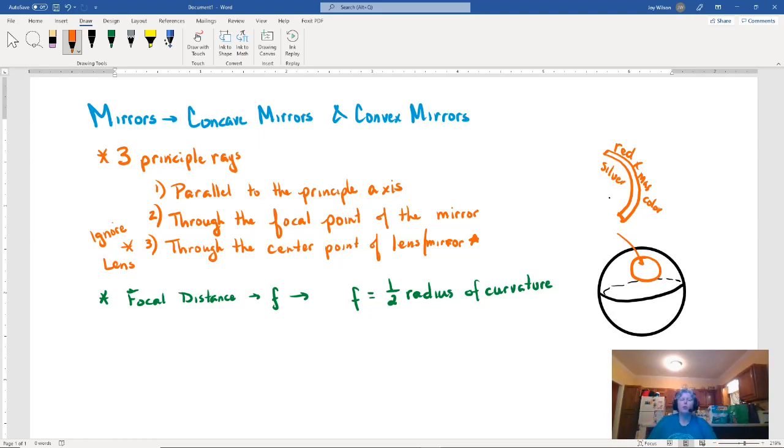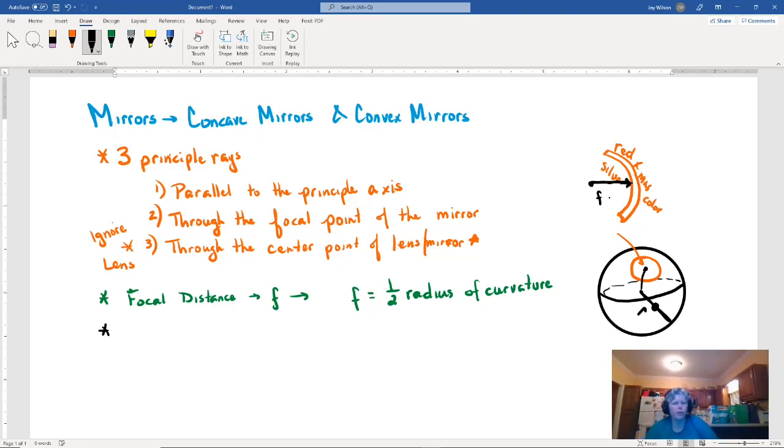So it depends on which side we're looking at as to whether we're concave or convex. But the idea of the focal point, or the focal distance, is if I take the radius of curvature here, if this is r, the focal distance, the distance from the focal point to the mirror, f, will equal 1/2 of r. So the focal distance will be 1/2 of the distance from the center of the circle to the edge of the circle. So that's our first terms.